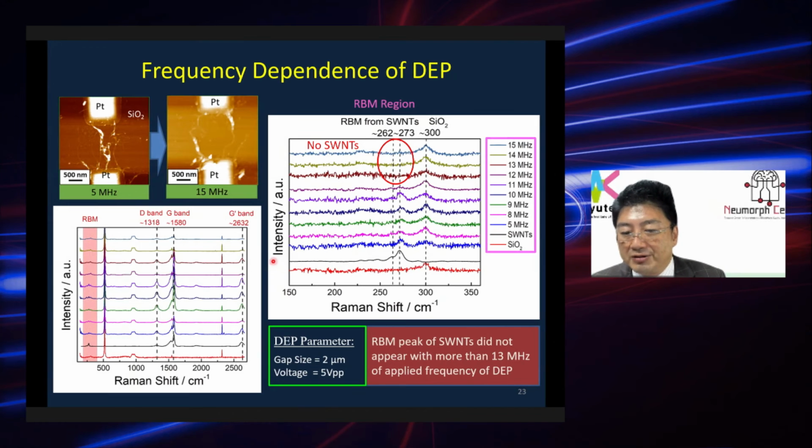And when only carbon nanotube is measured, it becomes like this. Around 262 or 273, we have a big peak of carbon nanotube. By increasing the frequency of DEP up to 12 megahertz, we could find carbon nanotube RBM. But above 13 megahertz, the peak from carbon nanotube disappears, which means only graphene nanoribbon is picked up by the DEP method.